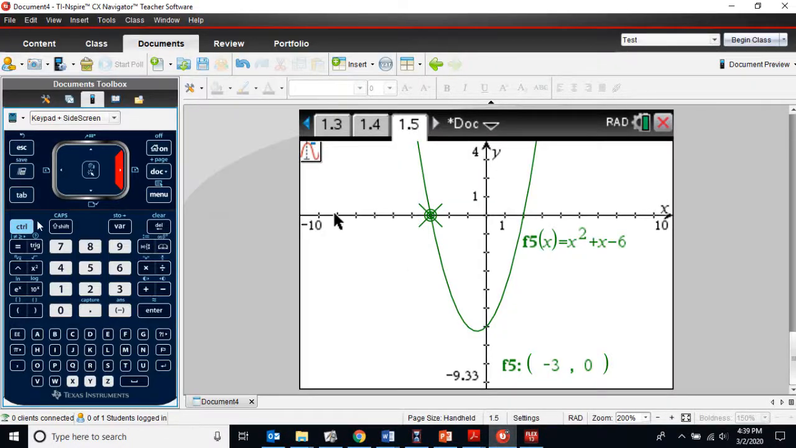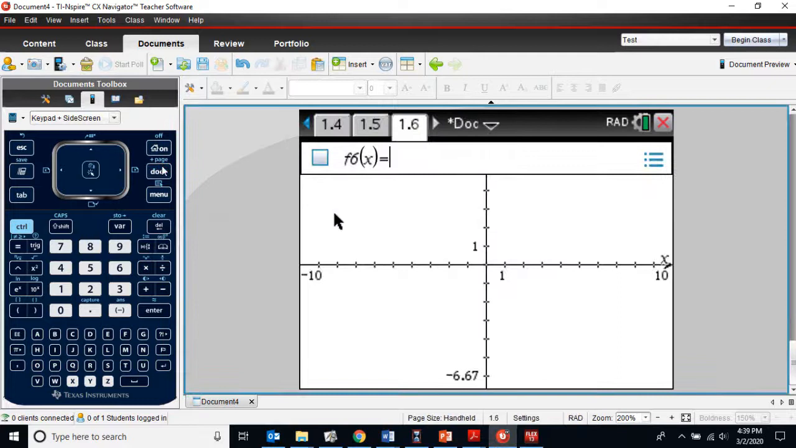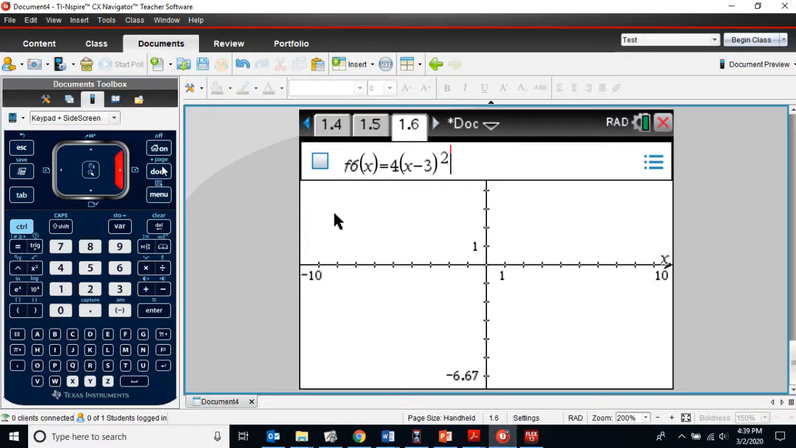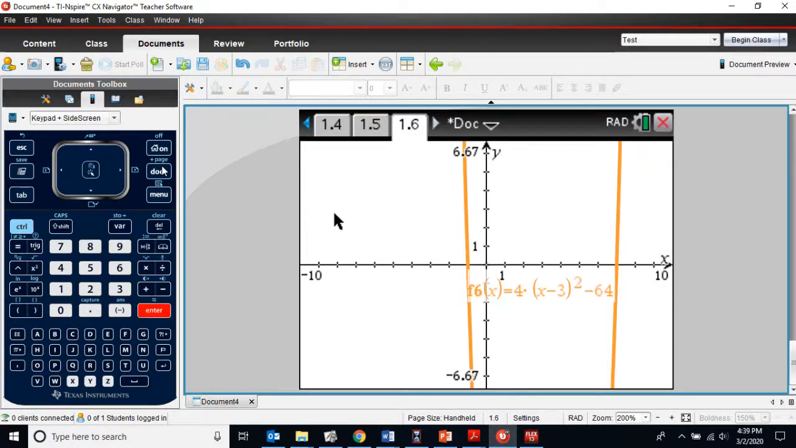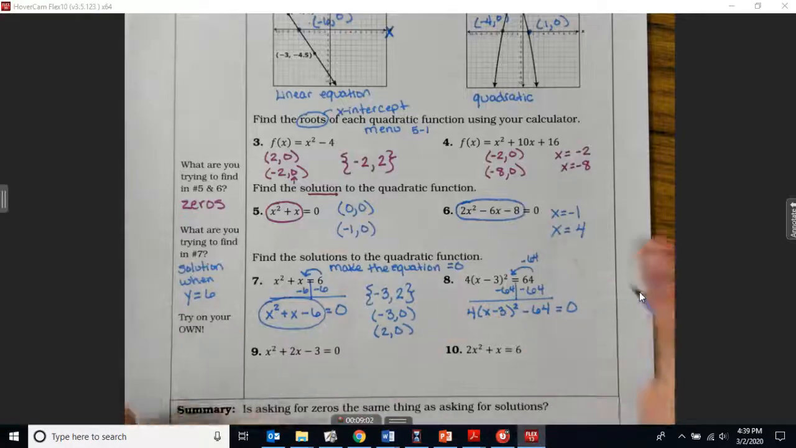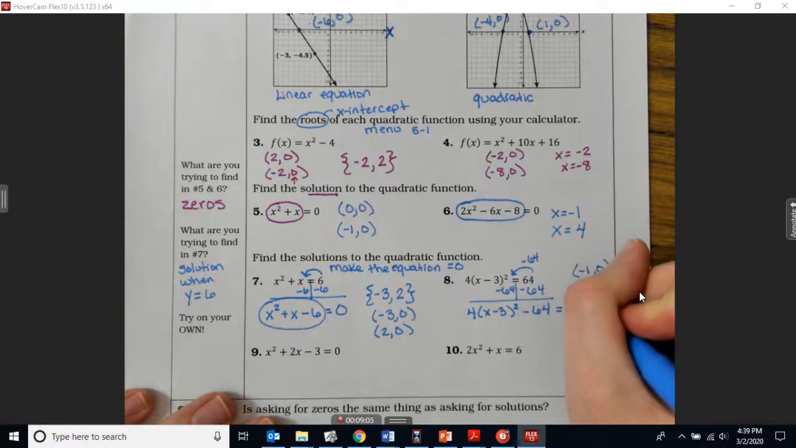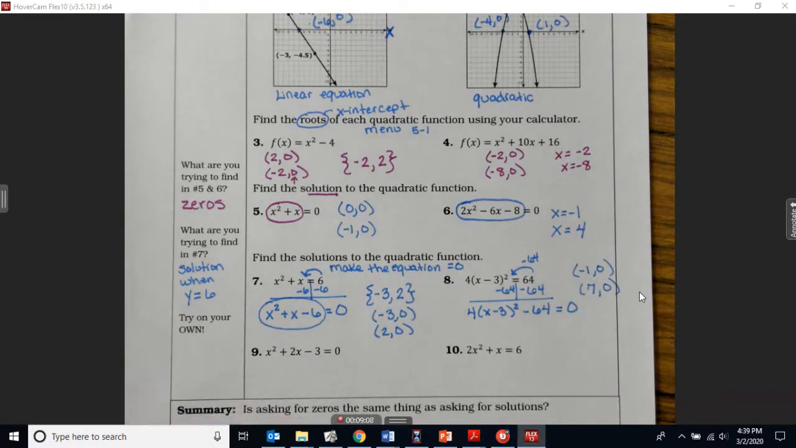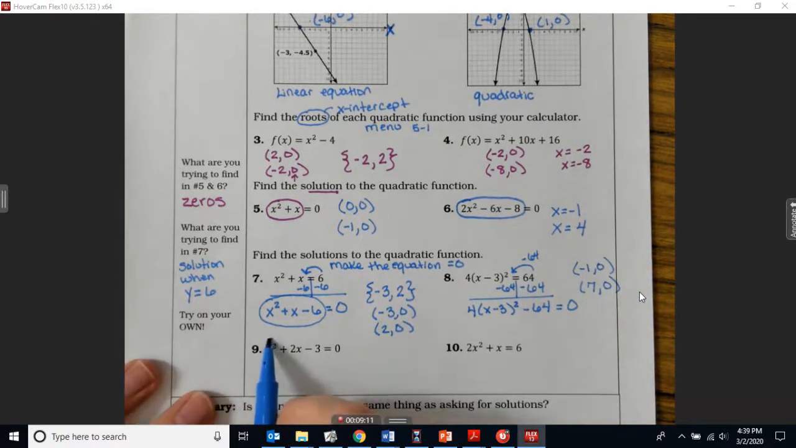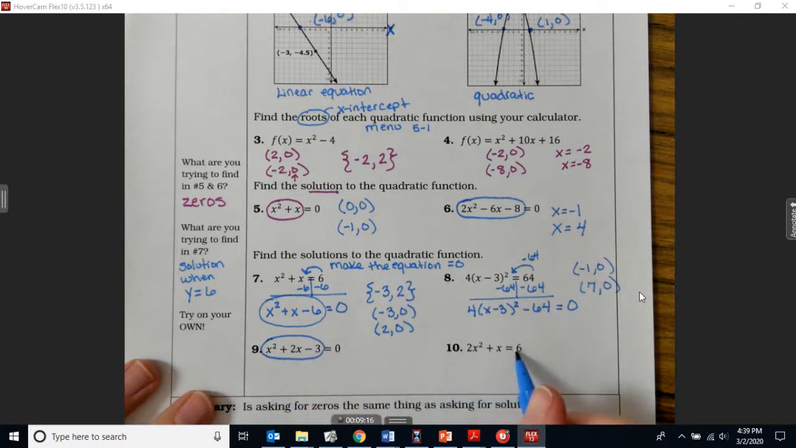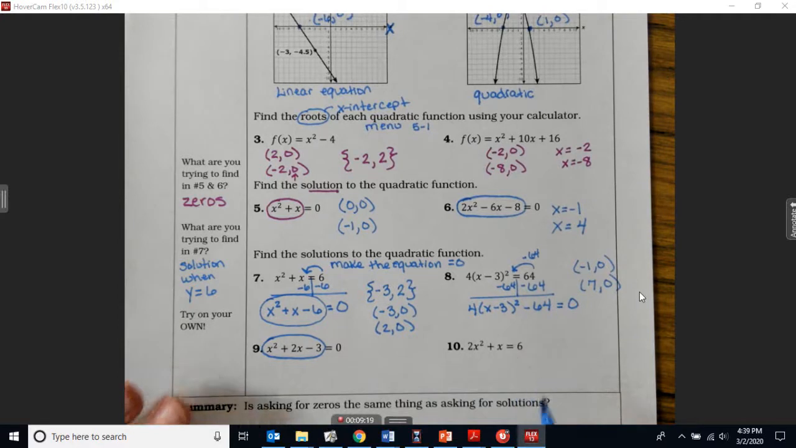So again, let's go to a graph page, and we're going to type in the equation 4 parentheses x minus 3 squared minus 64, and enter. And now we're looking for the zeros. So -1 and 1, 2, 3, 4, 5, 6, 7. -1 and 7. So -1, 0 and 7, 0. Okay. All right, you try number 9. Remember, we're just typing that part in. And then you try number 10, and this one has 6, so you're going to have to move it over.